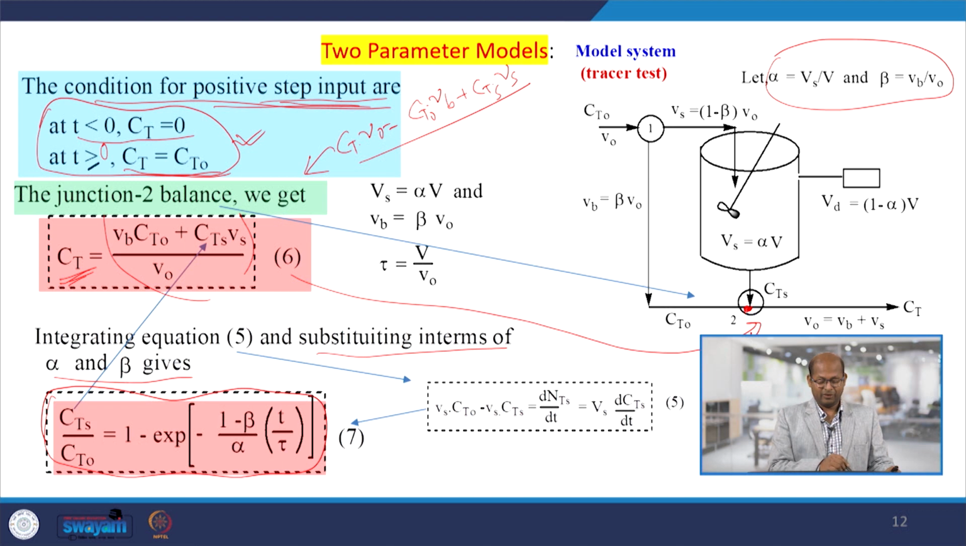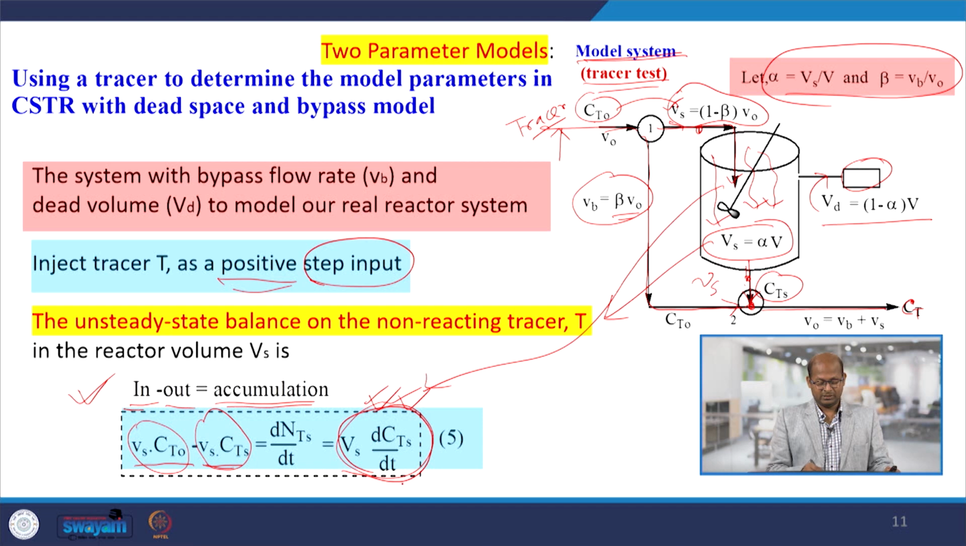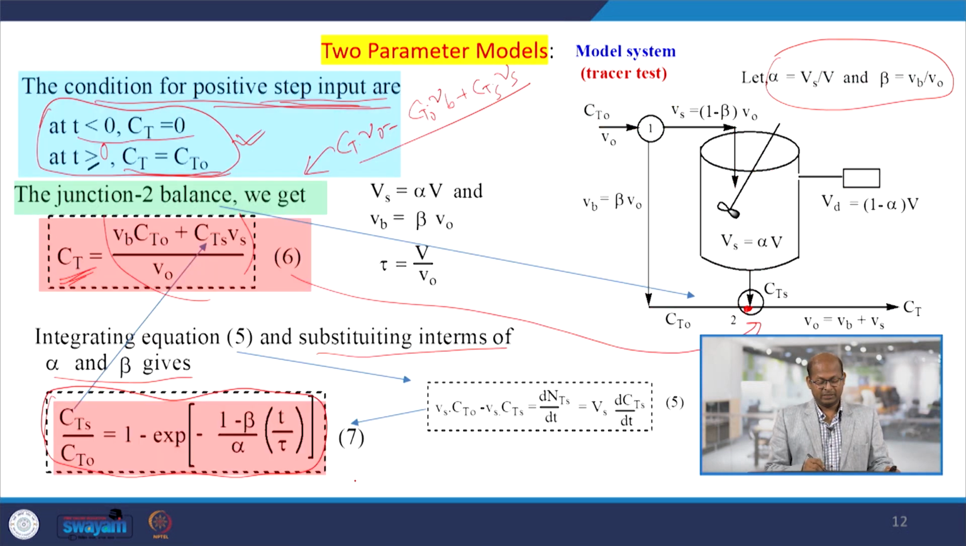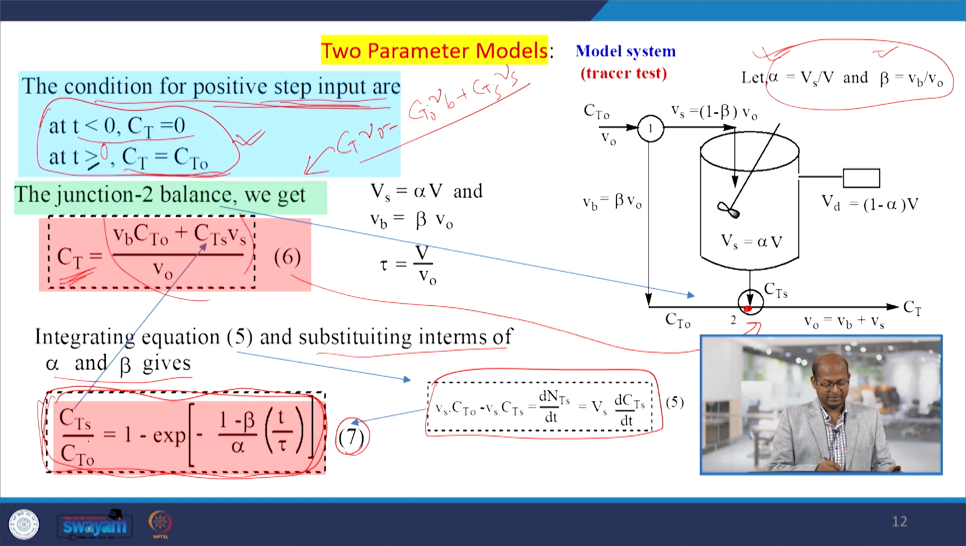Now equation 5, since that was a first order differential equation, we rearrange it, and after integrating and substituting the values of alpha and beta, we simplify equation 5 and express it as equation 7. So, equation 5 we change in terms of alpha and beta after integration, and then we get Cts as this. Now, Cts by Ct0 on the right-hand side is in terms of alpha, beta, t and tau.